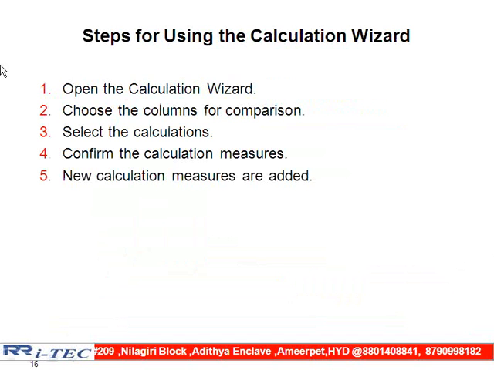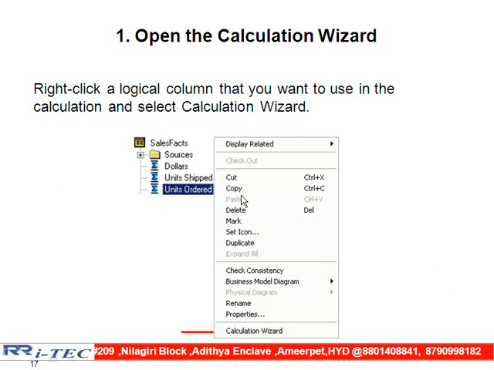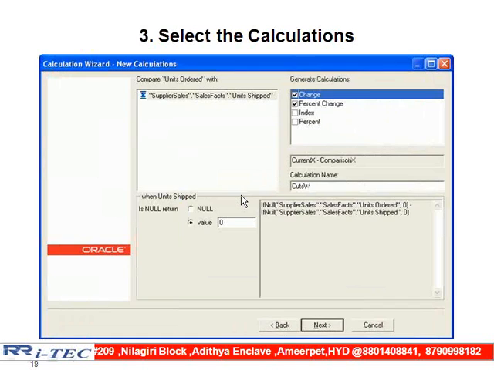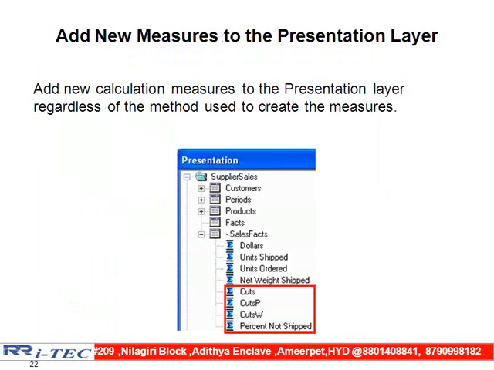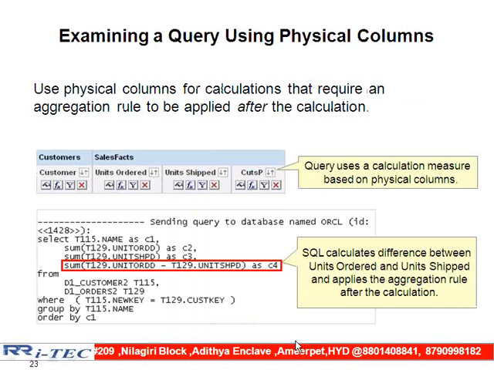Then we can use the calculation wizard. Open the calculation wizard. Choose the column for this one. Then click on next. 2 columns will be created. Finally, we got all those columns. These columns we are exposing into the presentation layer. Once you expose them into the presentation layer, they will be available for reporting. I am taking the report and observing the logical.